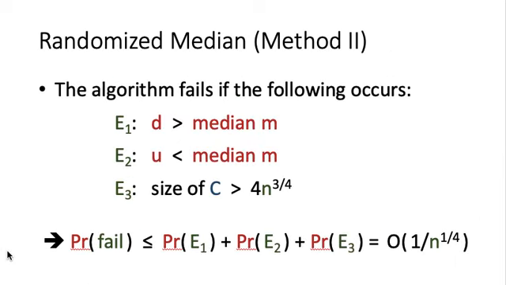So now, in conclusion, the probability that the algorithm fails is less than or equal to the probability of E1 plus the probability of E2 plus the probability of E3. Each one of them, in turn, is less than or equal to 1 divided by n to the power some constant. So this is really, really small. In that sense, the algorithm is correct, or successfully runs until the end, with high probability. That's the end.